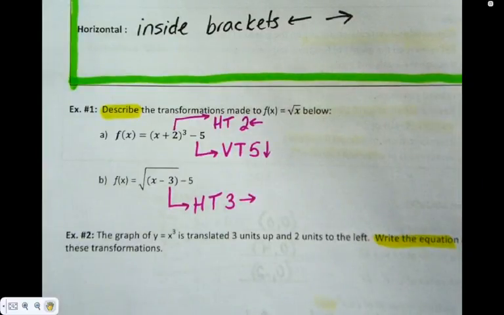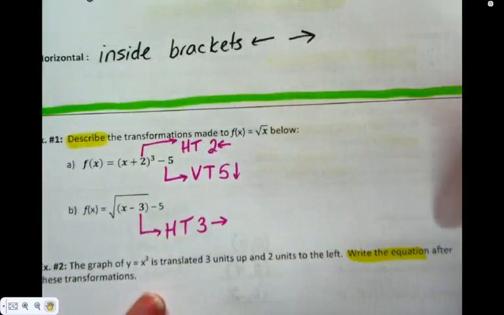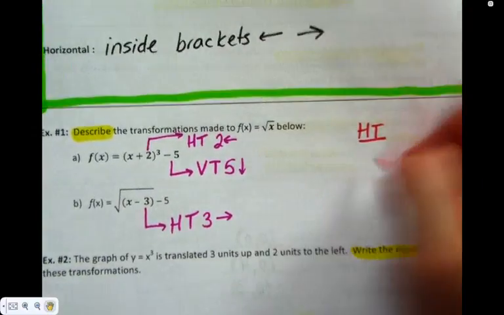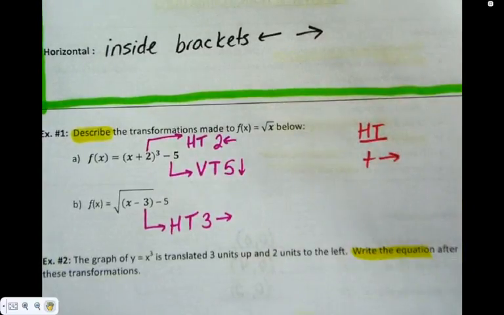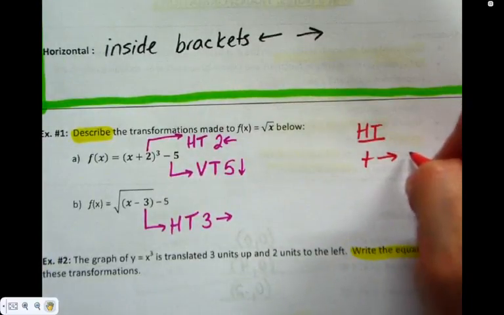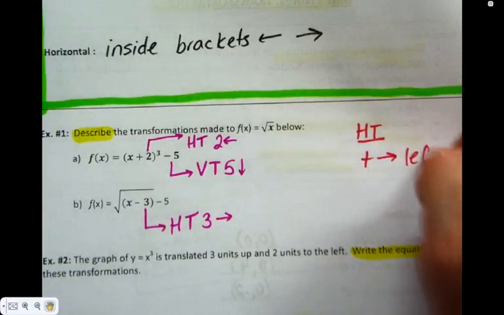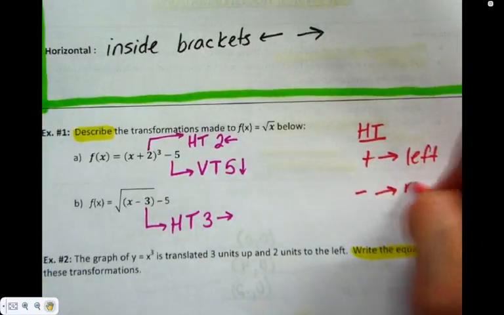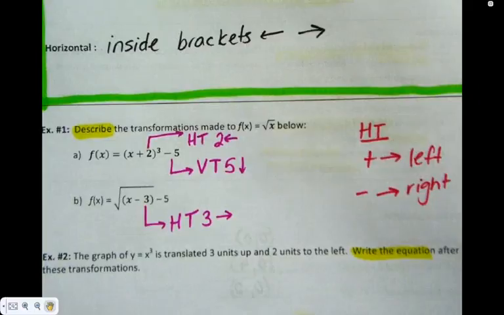So just grabbing my red pen, just making a note off the side with horizontal translations. Positive numbers go to the left. Negative numbers go to the right. I just realized my little arrow could mean a direction. I just meant positive goes to. I probably shouldn't have used an arrow.